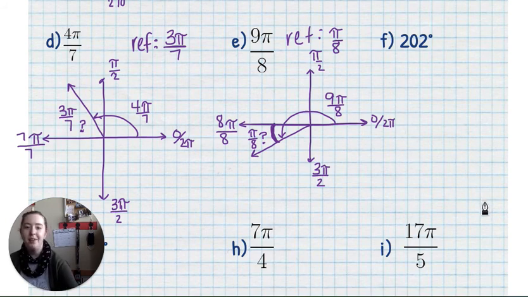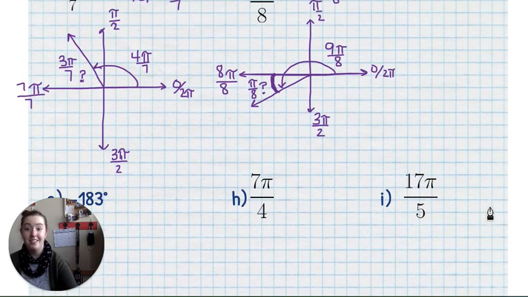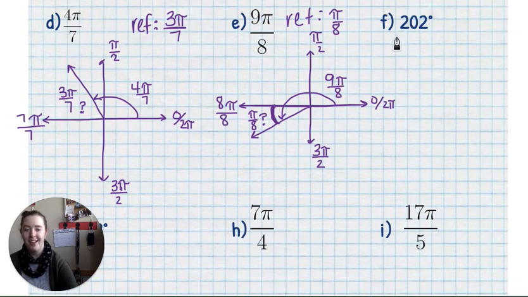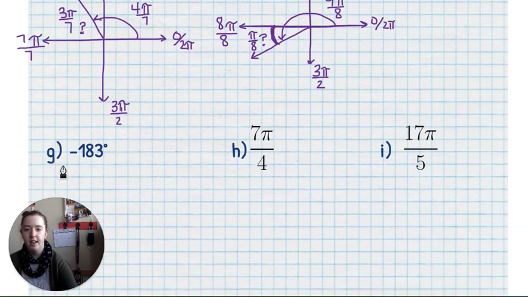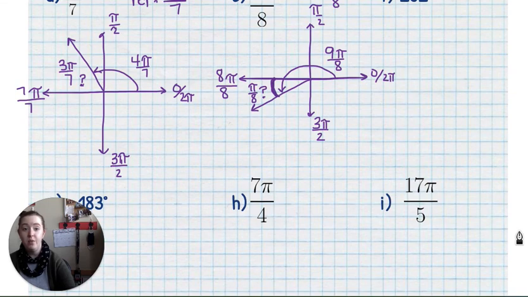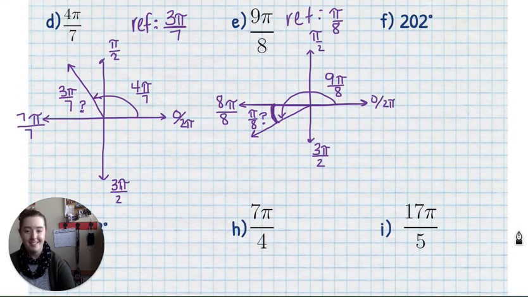Okay, I would love for you to try those next 4 on your own. So we got 202, negative 183, 7 pi over 4, and 17 pi over 5. Find the reference angles for all 4 of those, please.